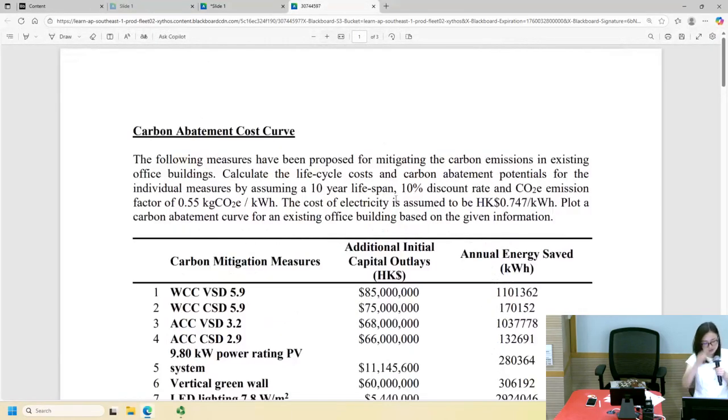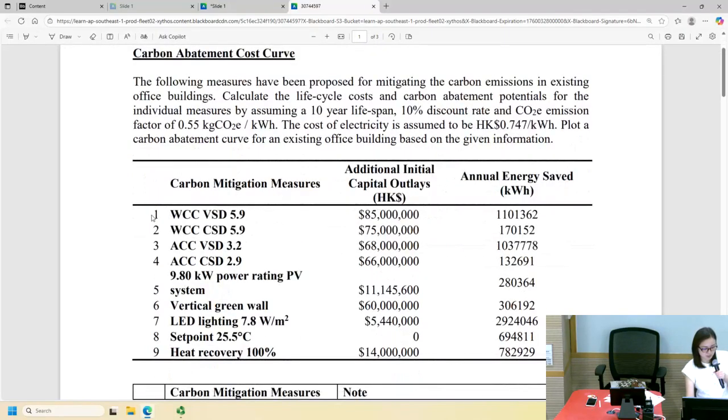So let's take a look at this tutorial. The following measures, from number 1 to number 9, are proposed for mitigating the carbon emissions in some existing office buildings. What you need to do is to calculate the life cycle costs and the carbon embedment potentials for the individual measures by assuming a 10-year lifespan.